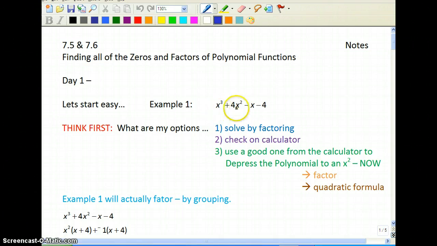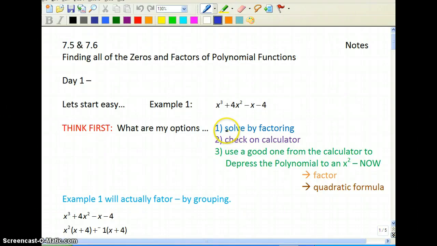So I have x cubed plus 4x squared minus x minus 4. What we need to think about first are your options for solving this to find all the zeros and all the factors. We need to get the factors so we can tell you what the zeros are. Where's it crossing the x-axis? So we have some options.